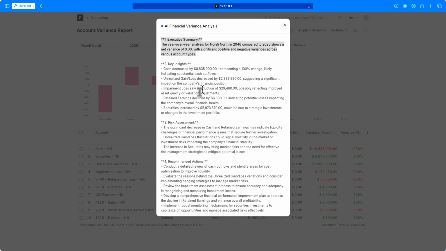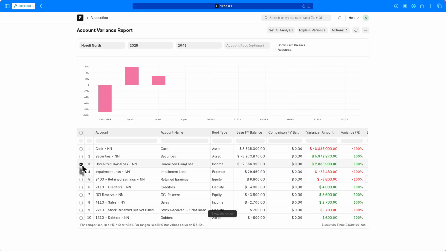Step 2, you click Get AI Analysis. This is your overview. The AI looks at all the significant variances and gives you a summary explanation of what's happening across your entire chart of accounts. The significant decrease in cash and retained earnings may indicate liquidity challenges. Unrealized gain/loss fluctuations could signal volatility in the market. The increase in securities may bring market risks. Boom. In seconds, you have a narrative for your entire financial picture.